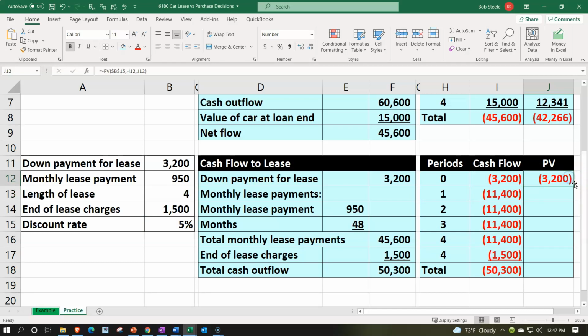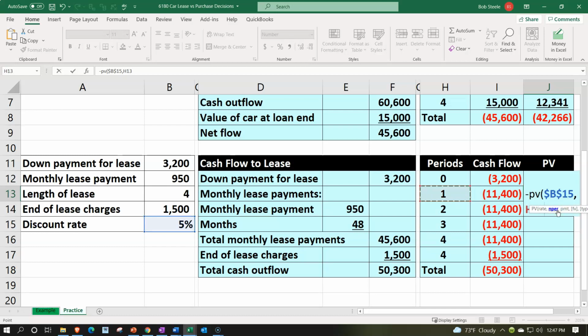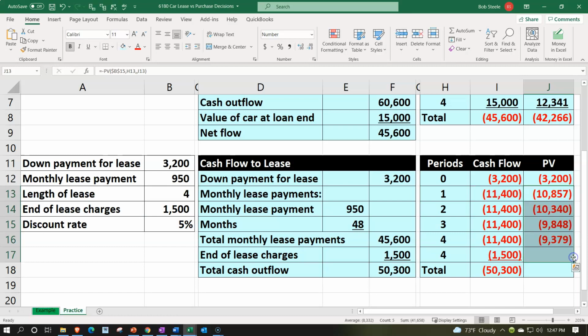Now we could copy that down, and that would give us the next one here, but I'm going to do one more of these and then copy them down. Negative present value, shift 9. Rate is going to be the 5%. F4 on the keyboard, $sign before the B and 15, comma. Number of periods is going to be 1. That then is going to copy down as we go. 2 commas to get to the future value of the 11,400, and then we'll go ahead and copy that down. So I'm going to say enter, putting our cursor on the fill handle, dragging it on down.